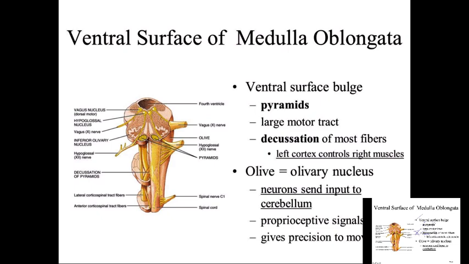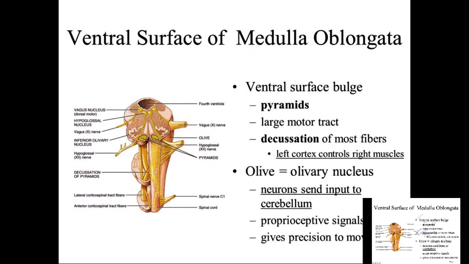Corticospinal, we said, controls the extremities. They originate in the brain. So the ones that originate on the left hemisphere of the brain crisscross to the right side of the body. The ones on the right side of the brain crisscross to the left side of the body. It explains why when someone has a stroke, it affects the opposite side. Right? So the left cortex controls the right muscles.